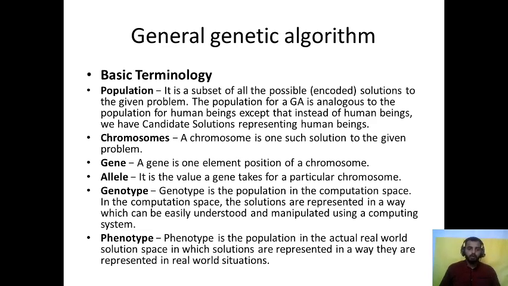The second one is the chromosomes. A chromosome is one such solution to the given problem. What do you mean by a gene? A gene is one element position of a chromosome. Now what is an allele? It is the value a gene takes for a particular chromosome.